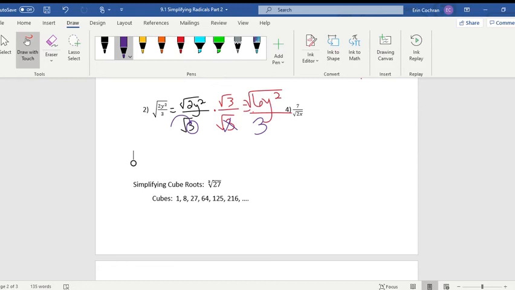Now looking at the numerator, I have to see if I can simplify that. 6 breaks down to 2 and 3, so that doesn't simplify. But look at y squared. Isn't that a perfect square? Yes, so I can take the square root of y squared. So in my numerator, the square root of 6y squared would be y radical 6 over 3. And that would be my simplest form. So you always have to make sure what's underneath your radical is simplified.